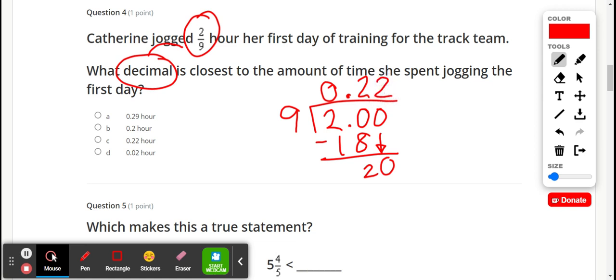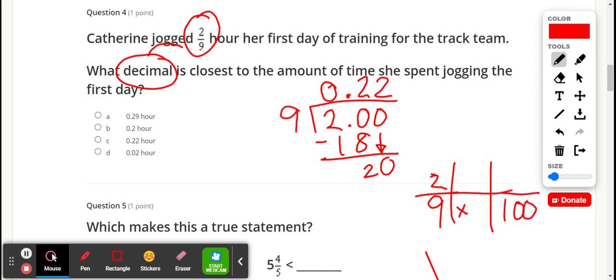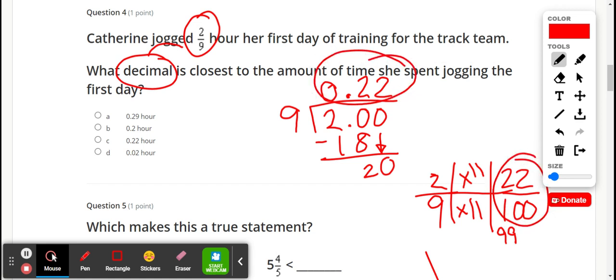Here, I'm going to share a strategy that a student in my earlier class showed me. She did 2 over 9, and she was comparing it to 100. An easy factor that can get you really close to that would be multiplying by 11. 9 times 11 is 99. 2 times 11 is 22. So 22 hundredths, that actually worked, got you really close, and you didn't have to divide.